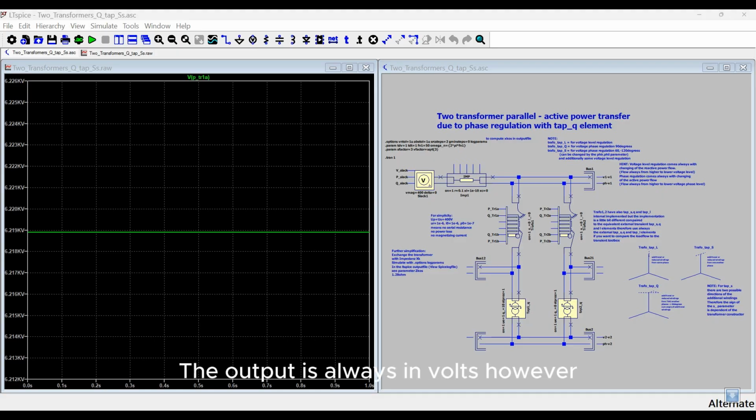Briefly about the measured values as a result of the simulation. The output is always in volts. However, the unit can be changed by multiplication. To output a power value, multiply the value of 6.2 kilovolts by 1 watt per 1 volt to obtain 6.2 kilowatts.